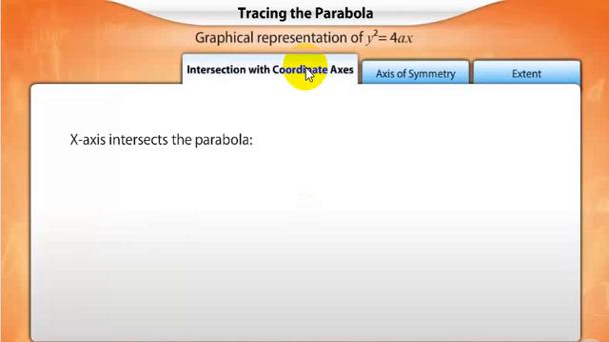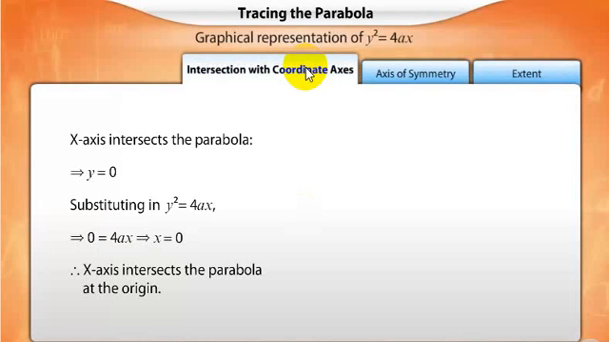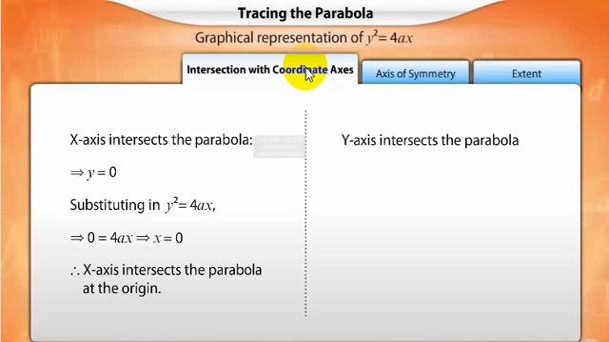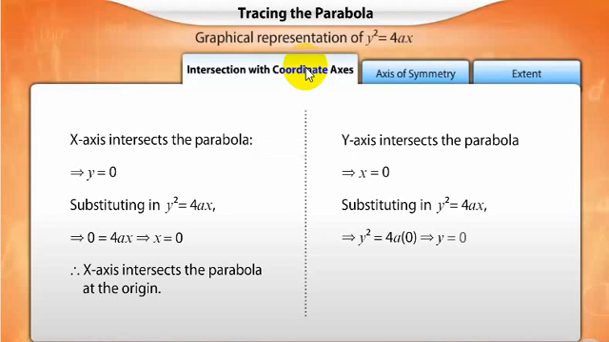At a point where x-axis intersects the parabola, y equals 0. Substituting this in the standard equation of a parabola, we get x equal to 0. So, x-axis intersects the parabola at the origin. Similarly, at the point where y-axis intersects the parabola, x equals 0. Substituting this in the standard equation of a parabola, we get y equal to 0. So, y-axis intersects the parabola at the origin.